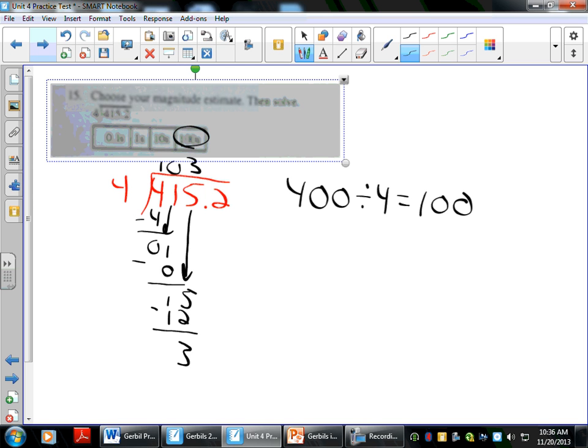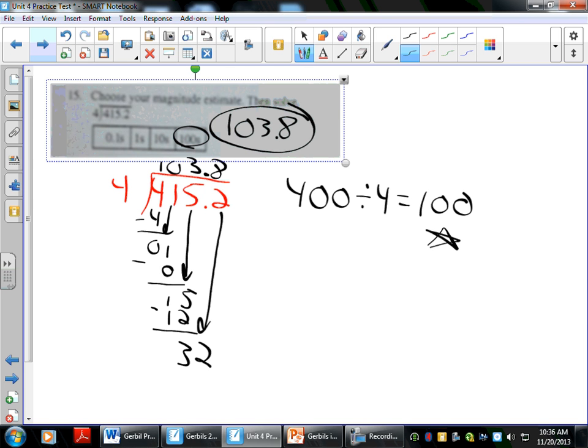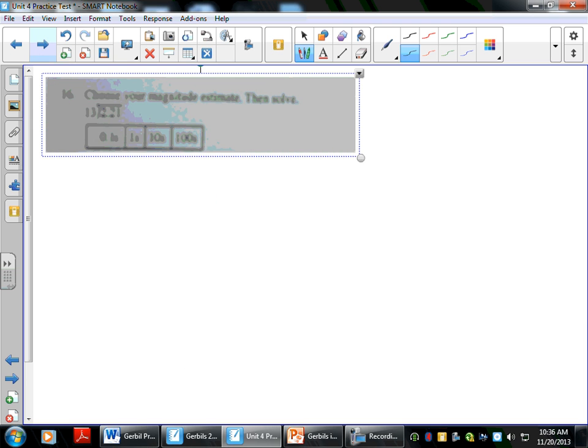3. Let's move the decimal up so we don't forget. Bring the 2 down. How many times can 4 go into 32? 8 times. Your answer is 103.8, which is very close to our magnitude estimate, so we know we did it correctly, so we can move on.